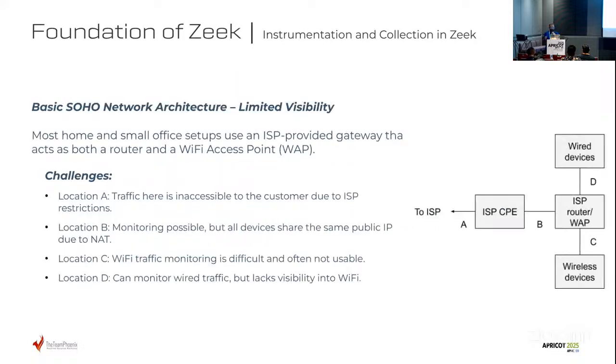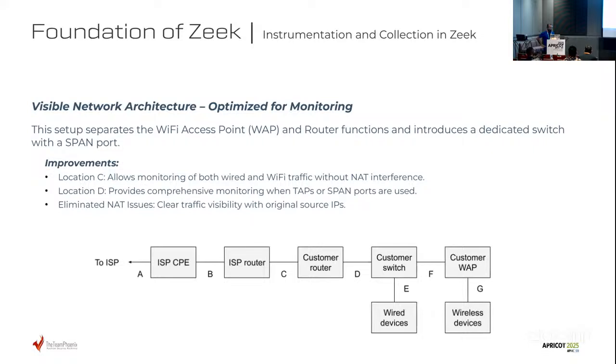Why? If you see this block diagram, we have the ISP and A is a very complex place. You will be putting your Zeek sensor, but you won't be able to get anything because of your ISP router or wireless access point. You cannot get anything from your C wireless device. If you place it in D, you will see only wired connected information, not the wireless one. So how can we mitigate that part?